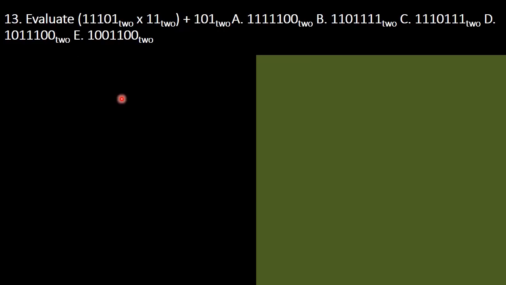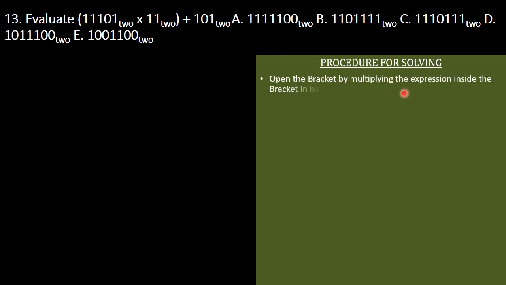Question 13. Evaluate 11101 base 2 multiplied by the sum of 11 base 2 and 101 base 2. Let's check the procedure. The procedure for solving this: open the brackets by multiplying the expression inside the brackets in base 2. Then add the expressions together. To add numbers together, they must be in the same base.